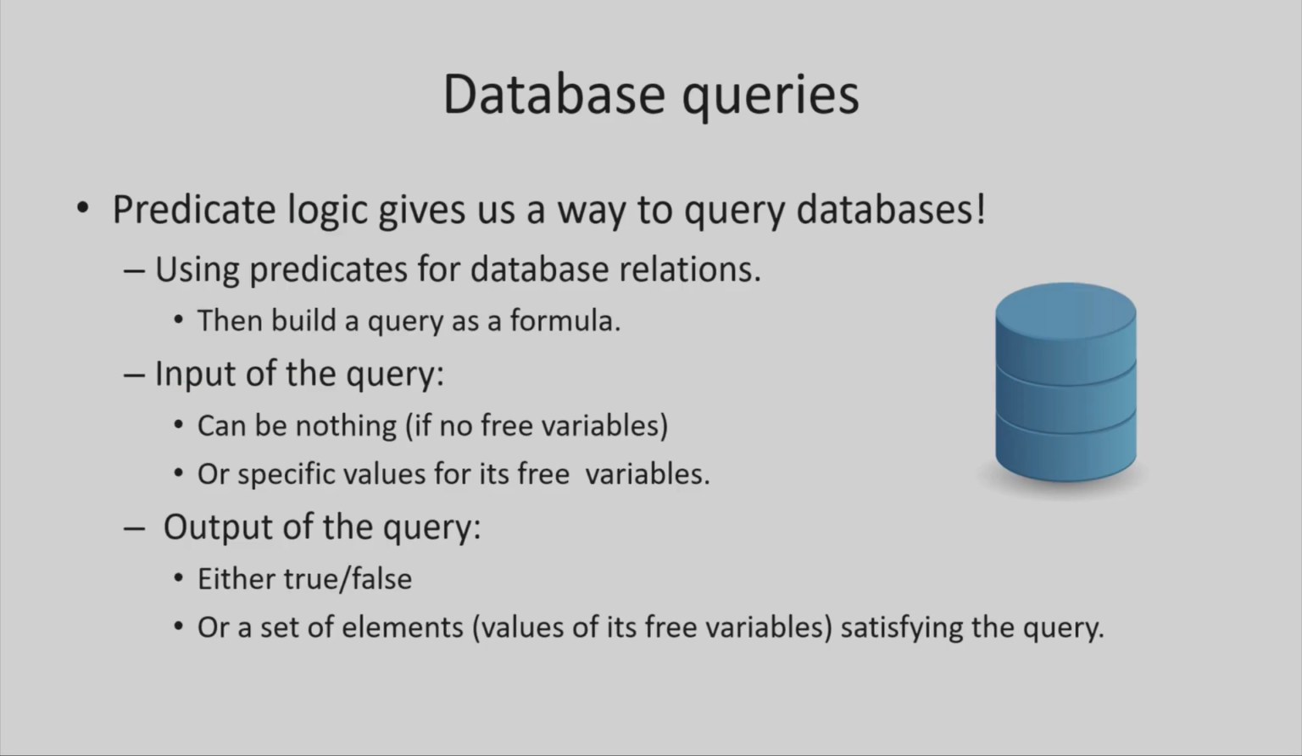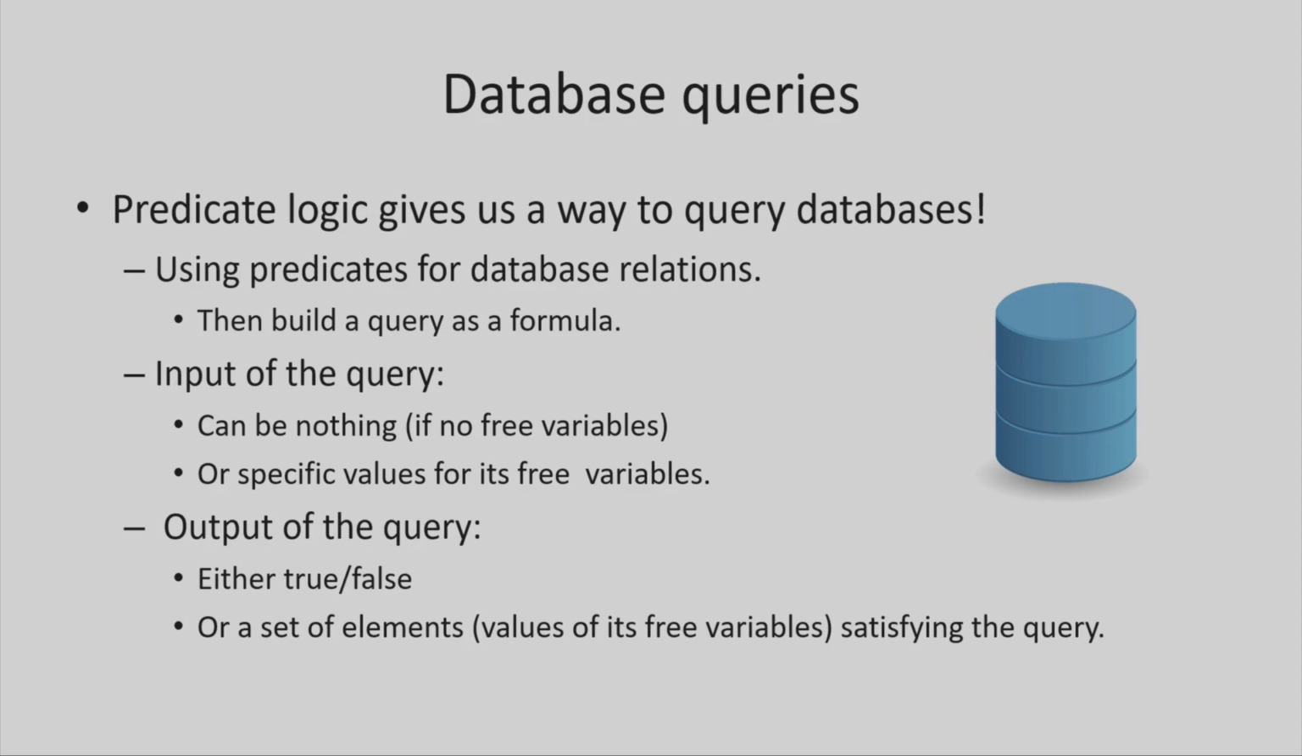So how does predicate logic help us query databases? Remember, we were talking about predicates and relations being kind of two sides of the same coin, where for every predicate you could make a relation containing everything where the predicate is true, and for every relation you could make a predicate which tells you whether something is in the relation or not.